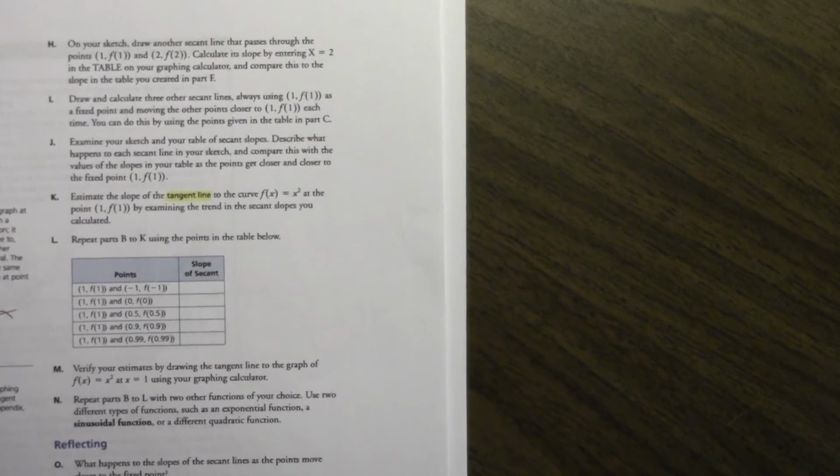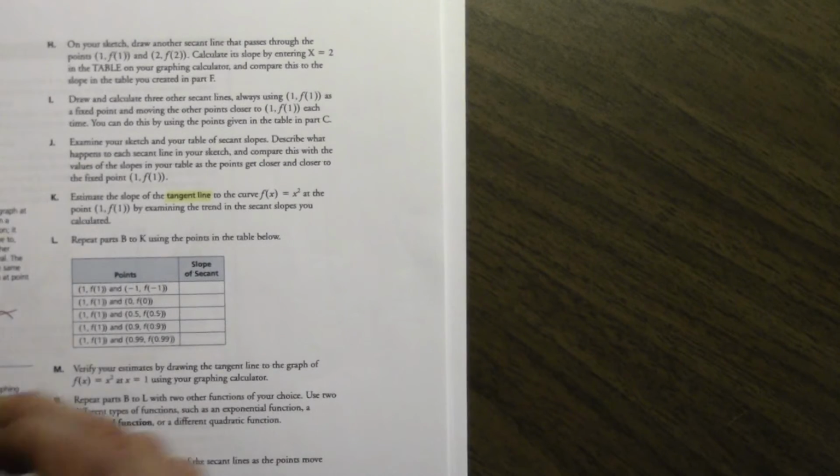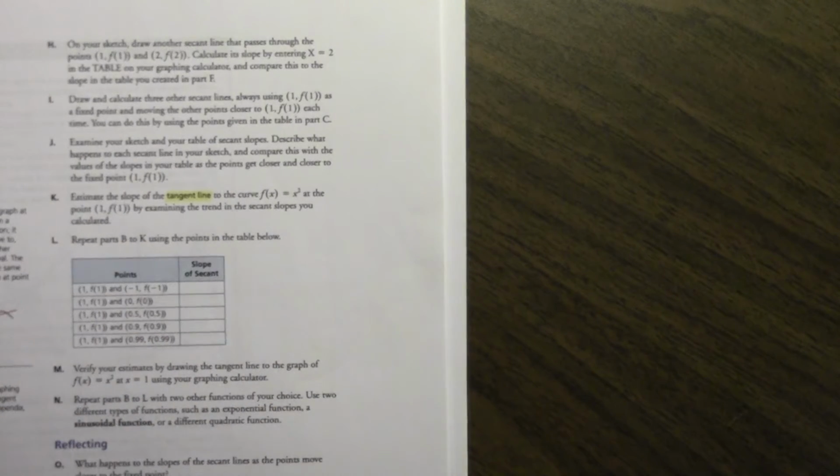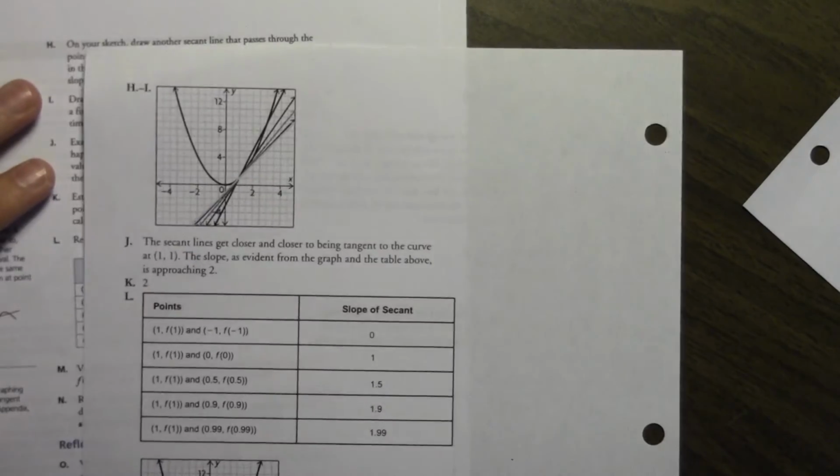Okay, next it says, on your sketch, draw another secant line that passes through the points 1 and 2. Calculate its slope by entering x equals 2 in the table on your graphing calculator and compare this to the slope you entered. So this is exactly what we've already done. I was just showing you, you actually get the same slope by just using the formula. Draw and calculate the other secant lines. We've done all that. You can do this by using the points in part C. So we've done that. Examine your sketch and your table of secant slopes. So let's show you this. Okay, this is what it should look like.